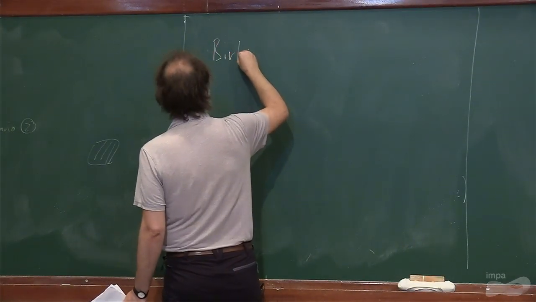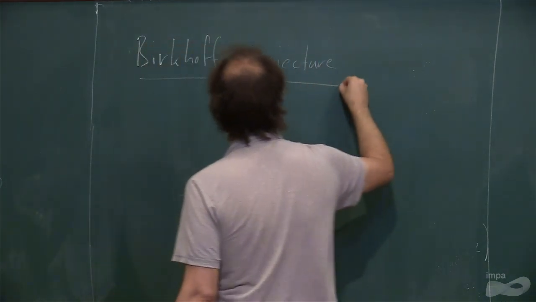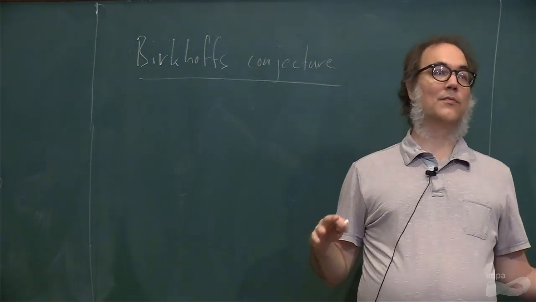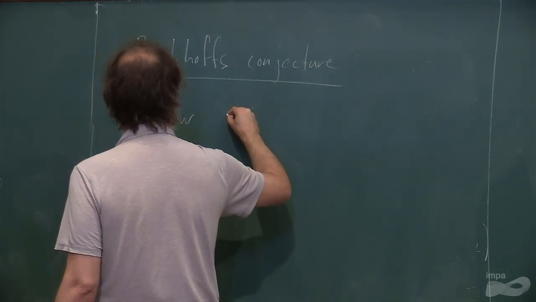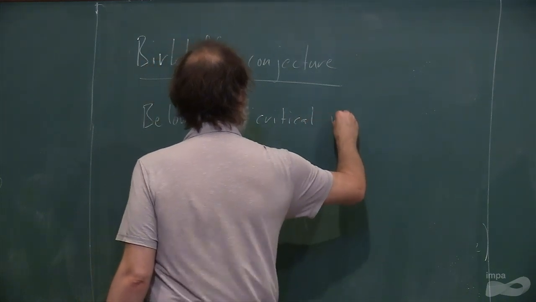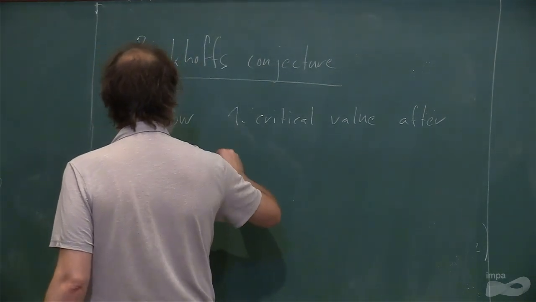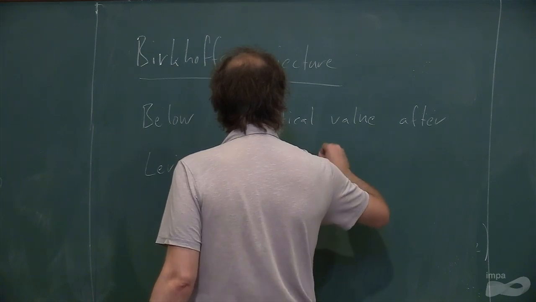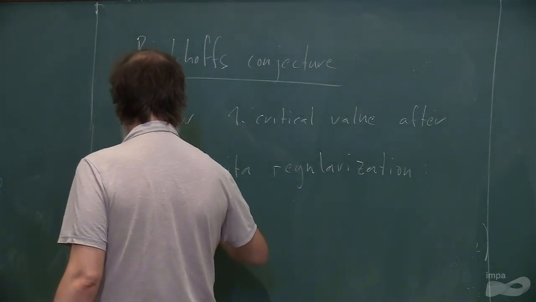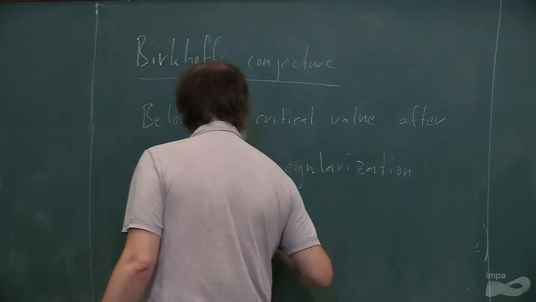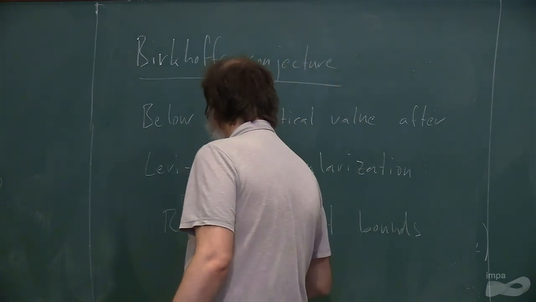Birkhoff's conjecture: everything below the first critical value, after Levi-Civita regularization, the retrograde orbit bounds a global surface of section.